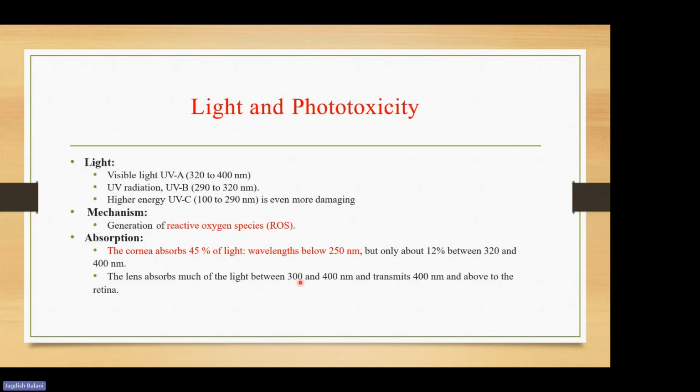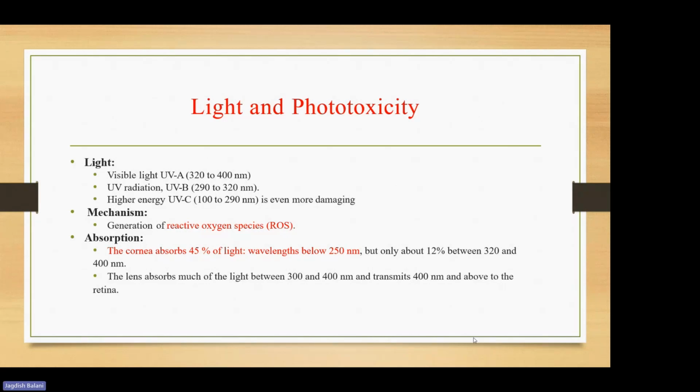So absorption here is by the cornea, which mostly absorbs 45% of light with wavelength below 250, but only 12% between 330 and 400. Less of the longer-wavelength light is absorbed, because the cornea can absorb the maximum of light around 300, but if it is ultraviolet, it is difficult for the cornea. So in that case, the iris helps to control the travel of unnecessary light. That's the miosis mechanism, there to protect your eye from damage from exposure to light.